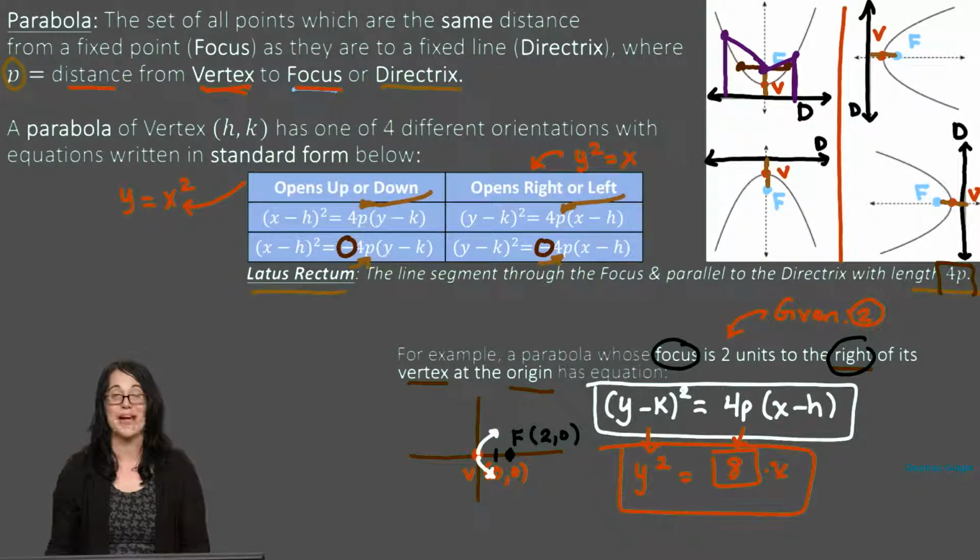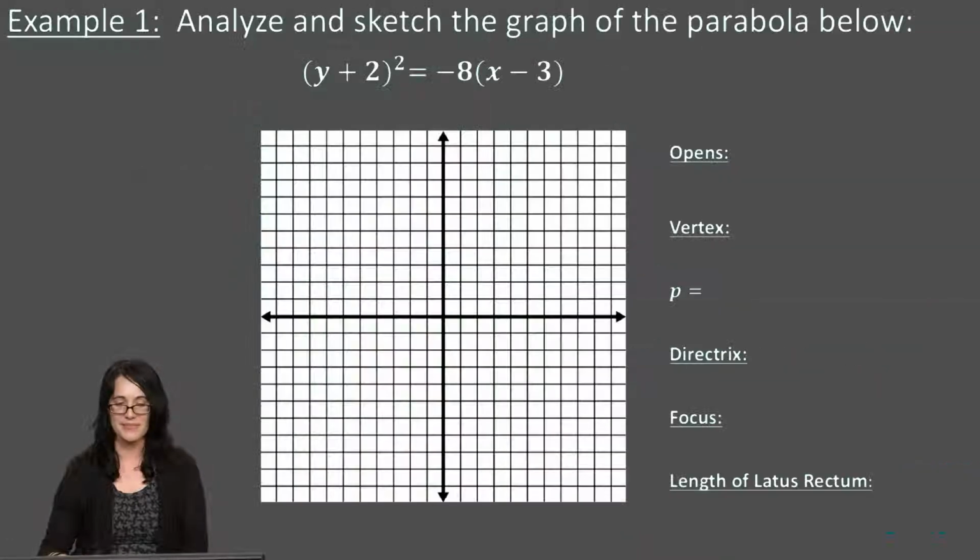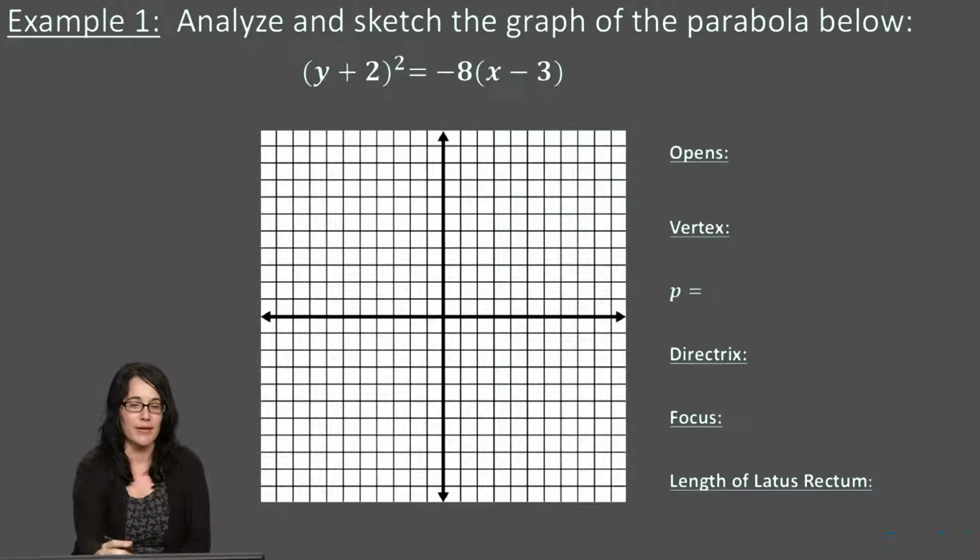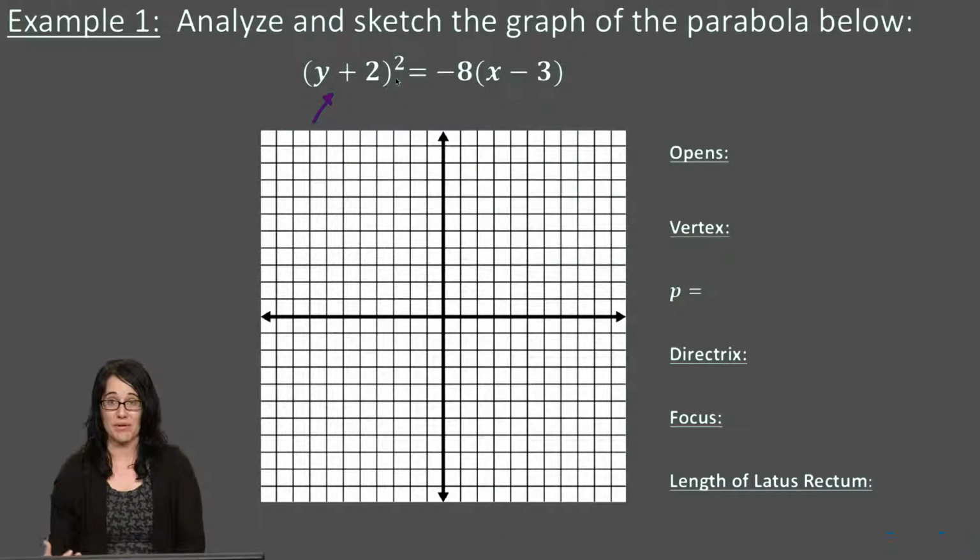Okay, let's go practice what we've just talked about and see if any of this makes sense. In example 1, we give you an equation and say, analyze and sketch the graph of the parabola below. So first of all, how would you know that this is a parabola if I hadn't told you? That's right, only one variable is being squared. That means it can't be a circle like we talked about in our previous video where they were both being squared. Secondly, how do you know which of the 4 orientations we have?